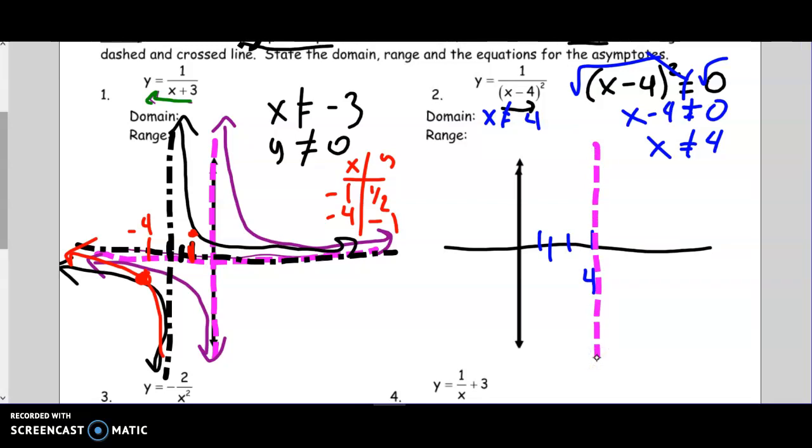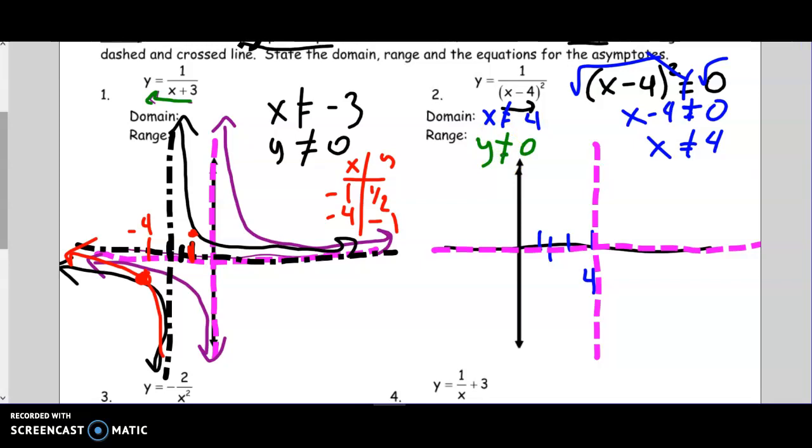Our range: we did not shift upward or downward. There's no k value. It'll be plus 0 out here. There was no k value moving it around, so our horizontal asymptote will still be y equal to 0. That goes with your range. So we can have all y values except 0, so you'll never get 0 for a y coordinate.